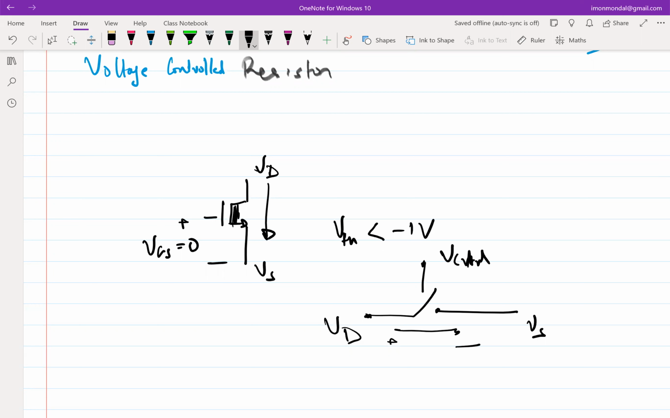If you are not able to turn off the channel charge and you are still applying a VDS, there will be a current, and that current is essentially a loss. If you would like to turn off a switch, you would want that there is no power consumption through a switch, right? So, for example, if I set V control to 0, I would expect this current to go to 0, right? Because if the current is not equal to 0, this is not serving any purpose, right?